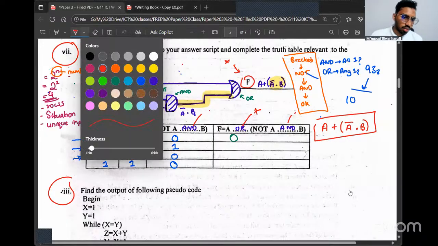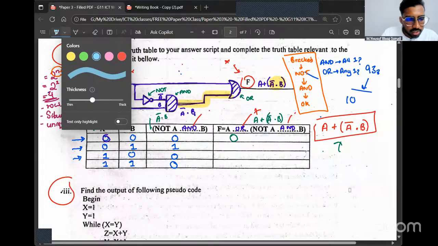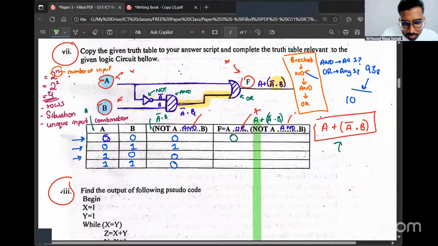So second row, again, what do you call second row? 0 and 1. So 0 and 1 are the inputs for A and B respectively. There, if you're going to find the value of A plus A dash dot B, because this is representing A plus A dash dot B, no? Without going through the long method again, you can just take the value of column A and the value of column A dash dot B, and you can compare them.